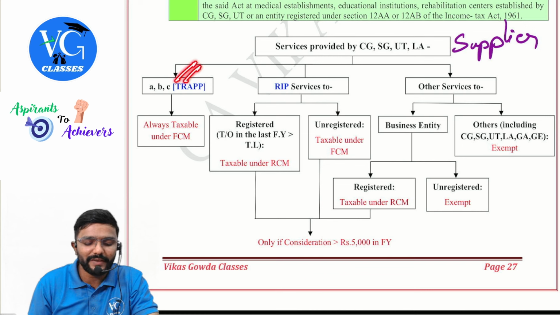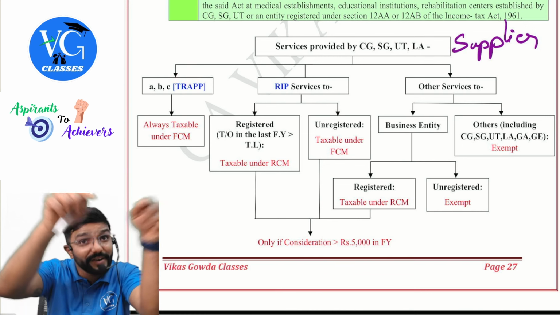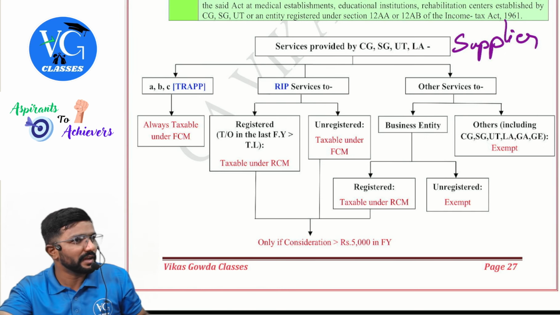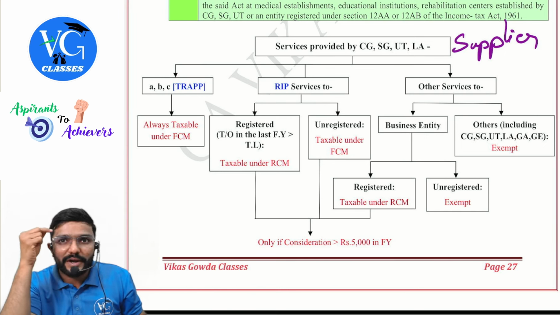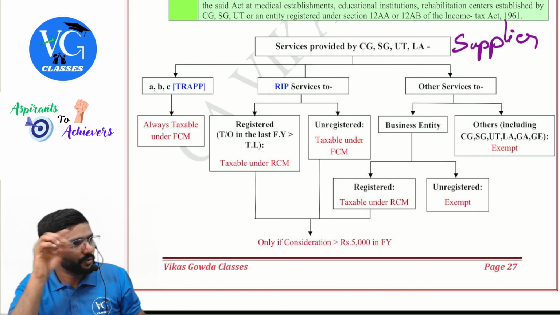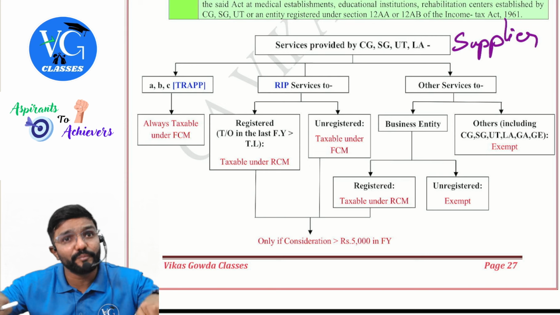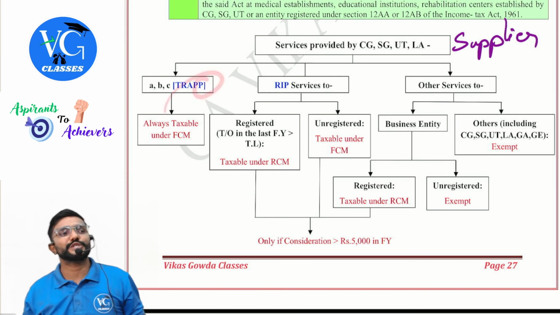R for Indian Railways. A for airport, means services provided within the premises of the airport. See, the shortcut is there, but the full detail is not. At least you will get the point remembered. Clear? You have to build on the points on it. Next, services provided in the premises of a port. Then the last one is postal.